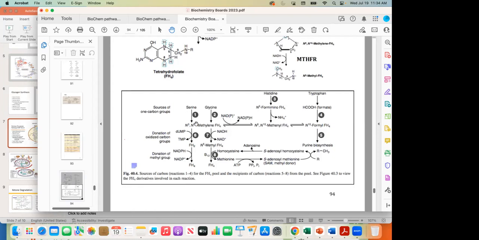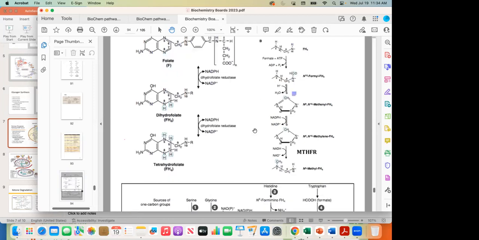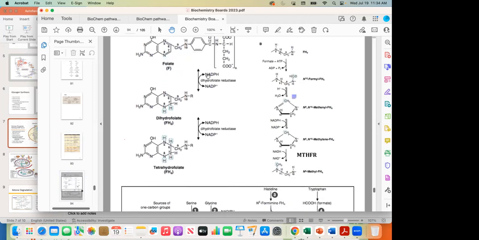This is connecting you back to sources of carbon for the FH4 pool and recipients of the carbons. This is showing you the backbone of these different amino acids that play with folate in this process. But I think this would probably be the best connection, is just to know you're utilizing NADPH, so you still need that pentose phosphate pathway, that cycle. You're utilizing some energy in the form of ADP and NADH, and this is where the MTHFR gene comes into play.